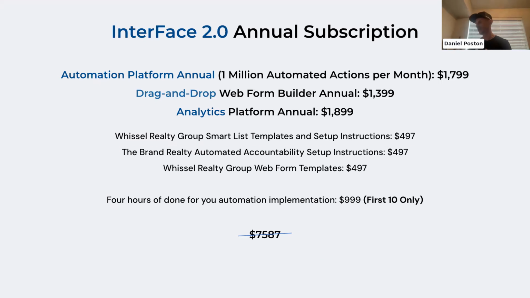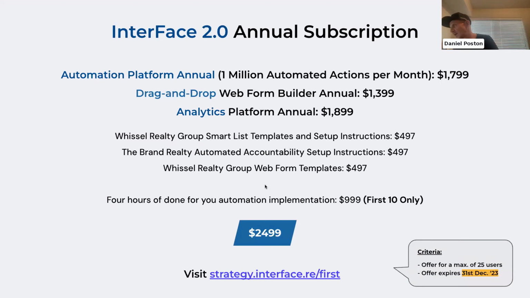If it needs to be set up in Zapier or Follow Boss or Make or whatever other platform you're using, we're not limiting it. So for the first 10 teams that sign up, we're going to include 4 hours of done for you automation implementation. The total cost of that normally would be a little over $7,500. Right now, it's going to be $2,499. We're only bringing on 25 teams right now. We're still in beta on the automation platform. The drag and drop form builder is about to start beta. Analytics is going to start in beta in Q1. And so we're only bringing on 25 users.